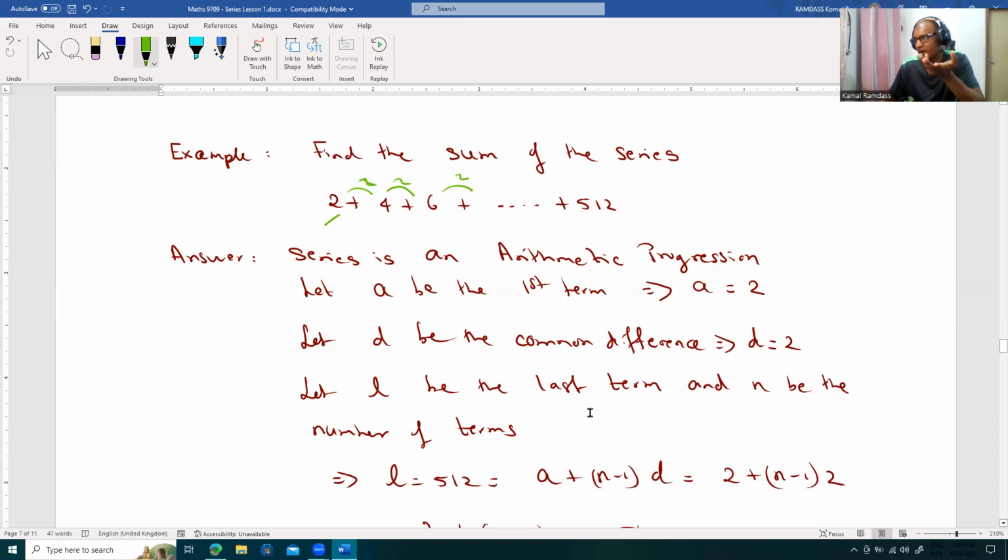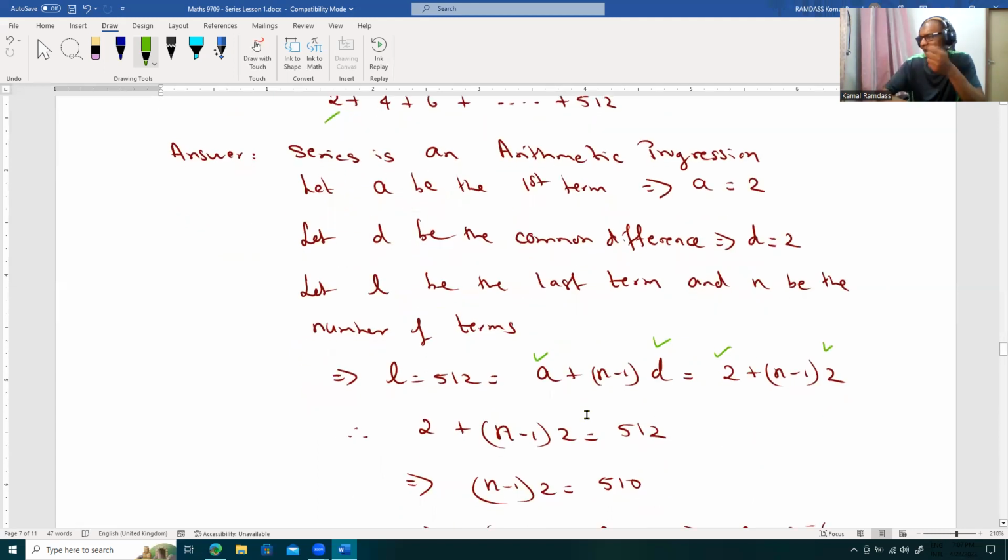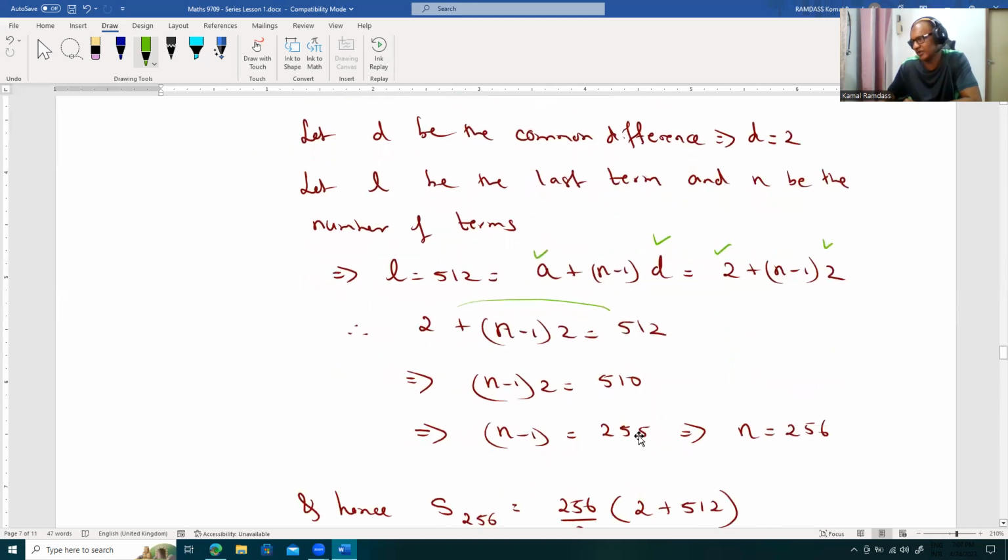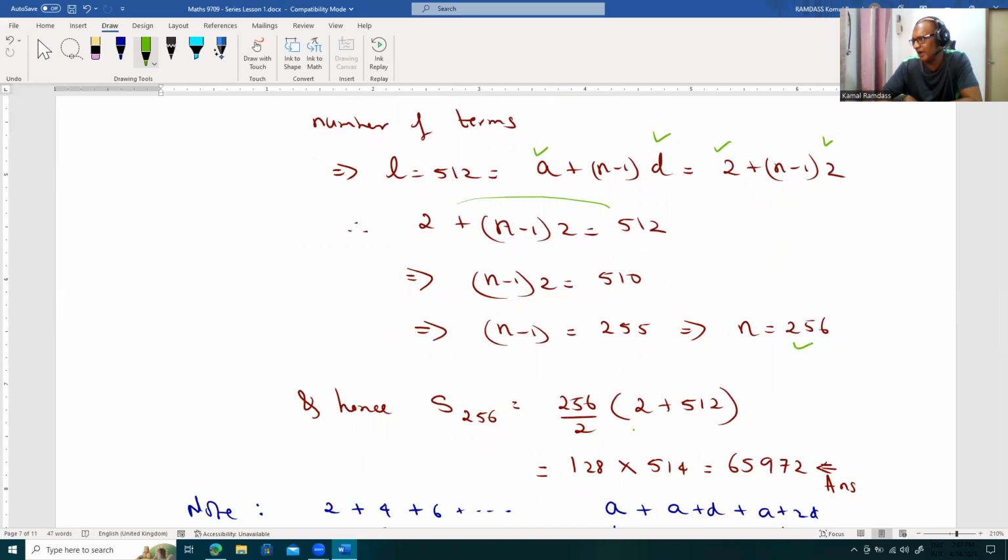I must find N first. I know that L is equal to A plus N minus 1 times D. I know D is 2, so 2 times N minus 1. N minus 1 times 2 plus 2 is equal to 512. N minus 1 times 2 is equal to 510. N minus 1 is 255, and N is equal to 256. I have found N.